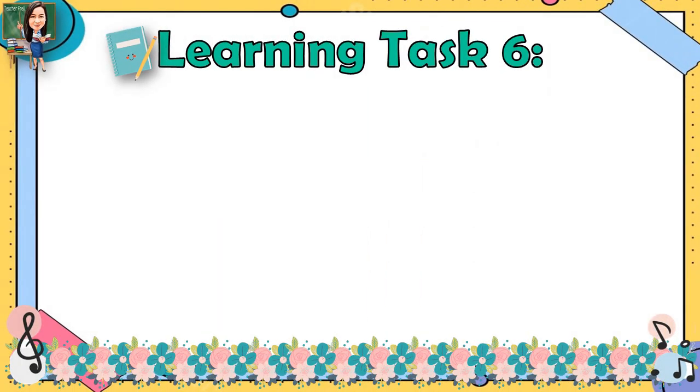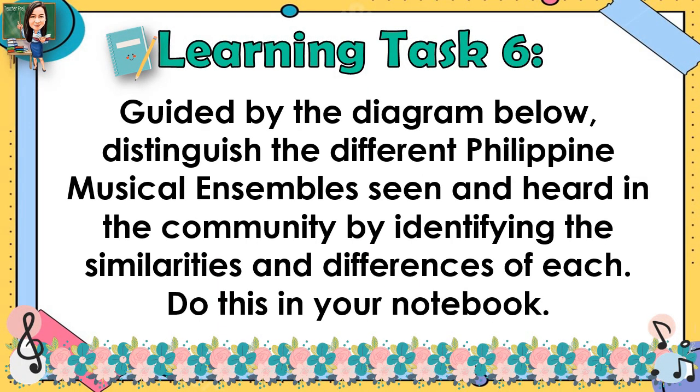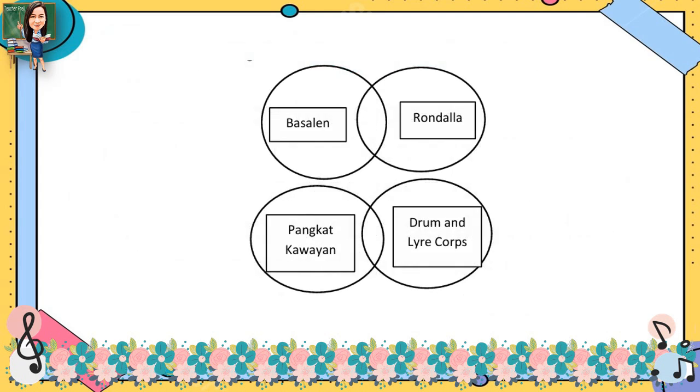For learning task 6, guided by the diagram below, distinguish the different Philippine musical ensembles seen and heard in the community by identifying the similarities and differences of each. Do this in your notebook. So we have here basalen, rondalla, pangkat kawayan, drum and lyre corps. Let's see first their similarities.